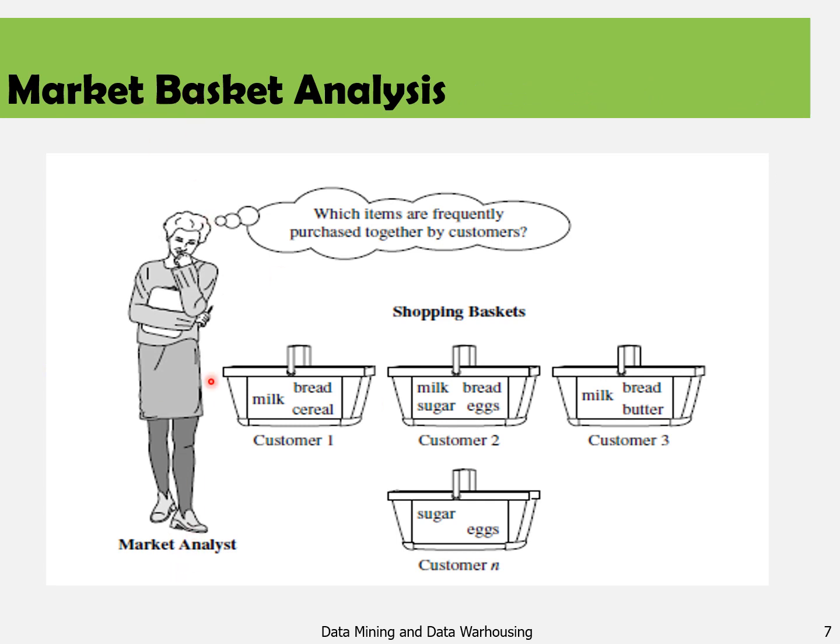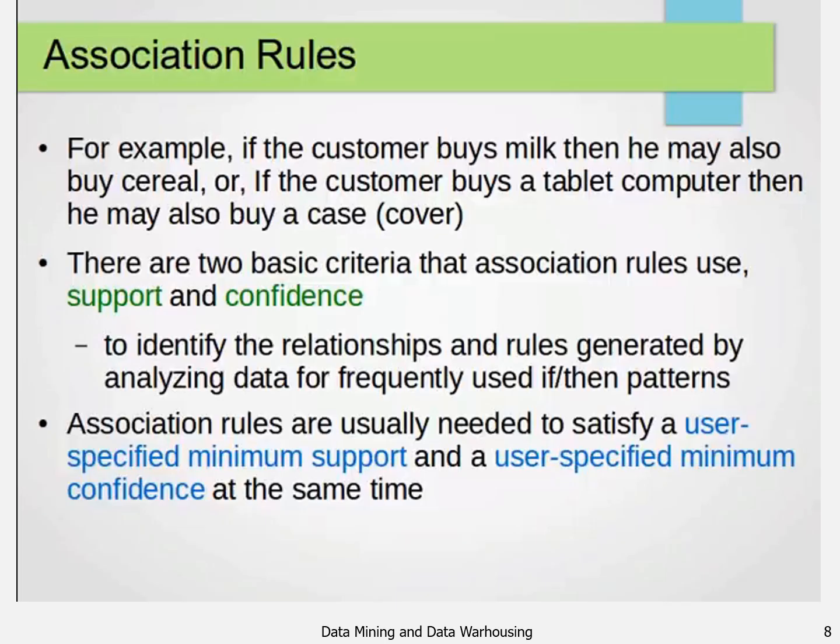So you, as the market analyst or data mining specialist, would look at the shopping baskets of different customers and their content, and you will want to answer the question of which items are frequently purchased together by customers, looking at all the customer shopping baskets. In order to identify this information, you are supposed to define association rules. So for example, if the customer buys milk, then he may also buy cereal, because it makes sense. If you are buying cereal, you will need milk. If a customer buys a tablet computer, they will be buying a case cover.